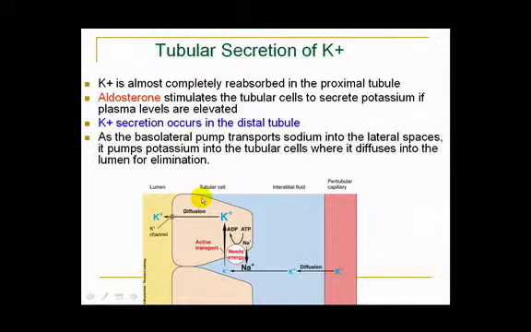Potassium is almost completely reabsorbed in the proximal convoluted tubule. So if you then have high potassium levels, you're going to need to secrete it in the distal convoluted tubule. And this is going to be under the control of aldosterone. And we've already kind of learned about this. Aldosterone will cause more sodium-potassium pumps to be inserted. And so you're pumping more potassium into the epithelial cell from the interstitial fluid, and then it will move down its concentration gradient into the lumen.